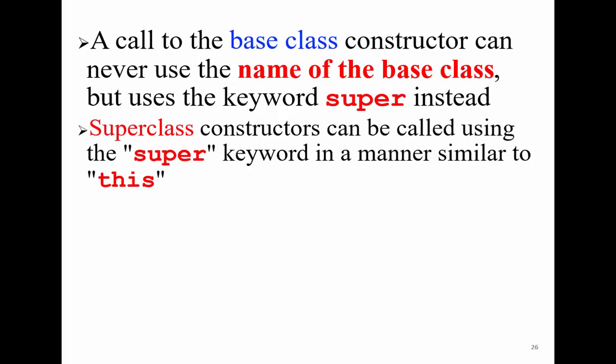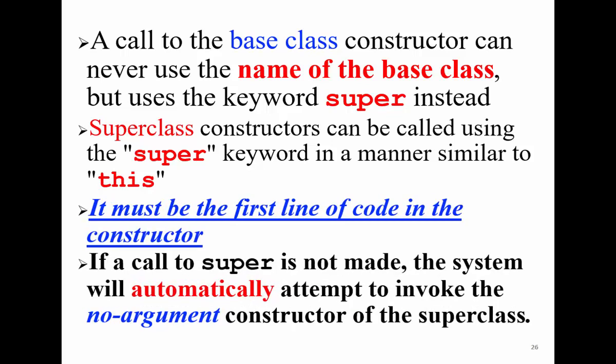So calling using super is similar to this, and it must be the first line of your code. You cannot call the constructor on the second line or the third line. You have to construct the superclass object before you construct the object of the subclass. If you decide to create a constructor for the subclass and you didn't include the super keyword in the first line, Java will automatically do it for you and will put super with no argument at the first line.